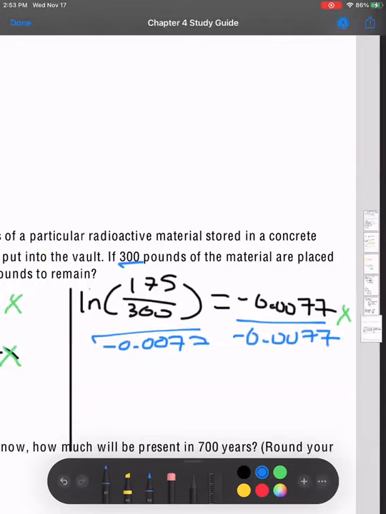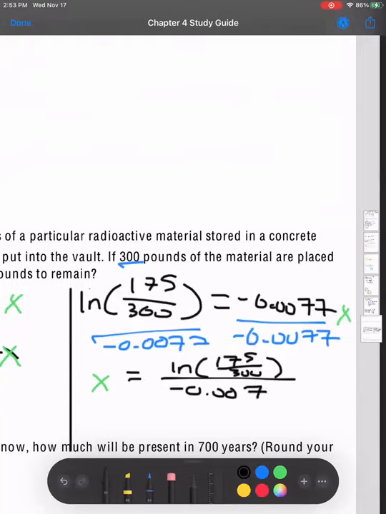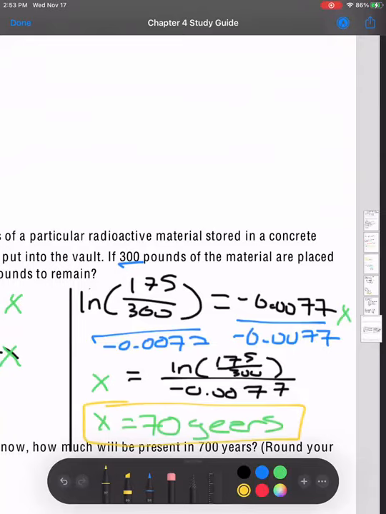And then if you put that into the calculator, you'll have x equals ln 175 over 300 over negative 0.0077. Your final answer, and you put that all in the calculator, you have x equals 70 years as your final answer for number 37.